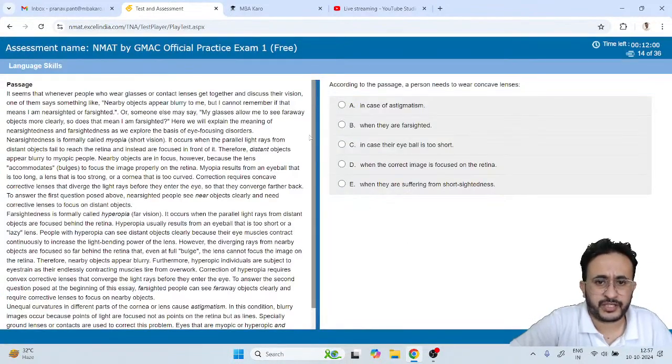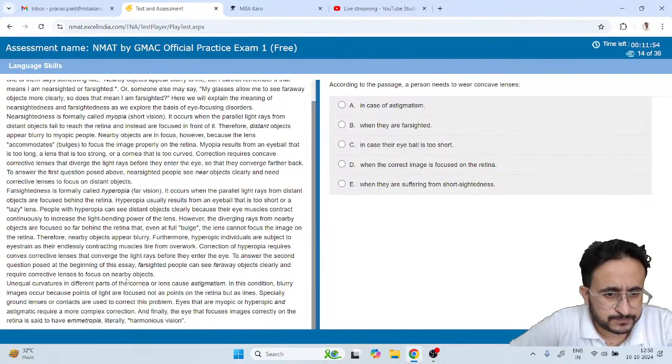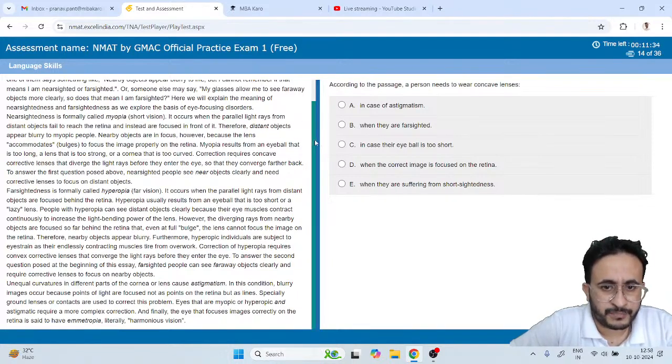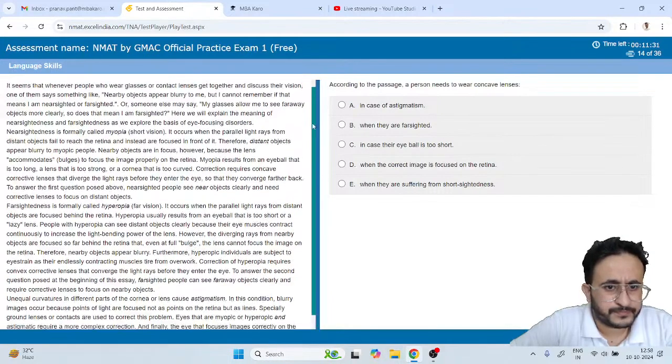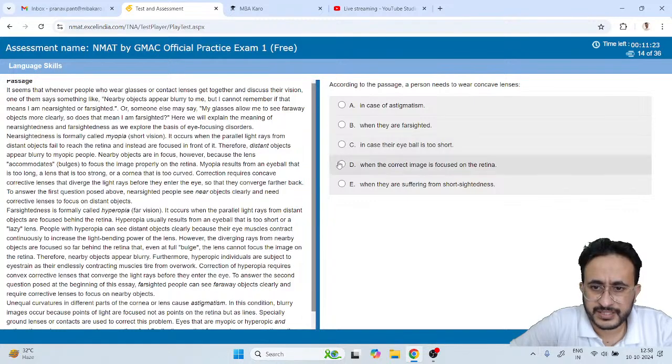A person needs to wear concave lenses. So where does it say concave lenses? Convex correction requires convex. It is saying that concave. So concave is I think for myopia. Okay, because that is from knowledge. But here you need to stick to the passage. Here correction requires concave correcting lenses. So myopia. Okay, myopia means myopia is nearsightedness when they are nearsighted, short-sightedness.